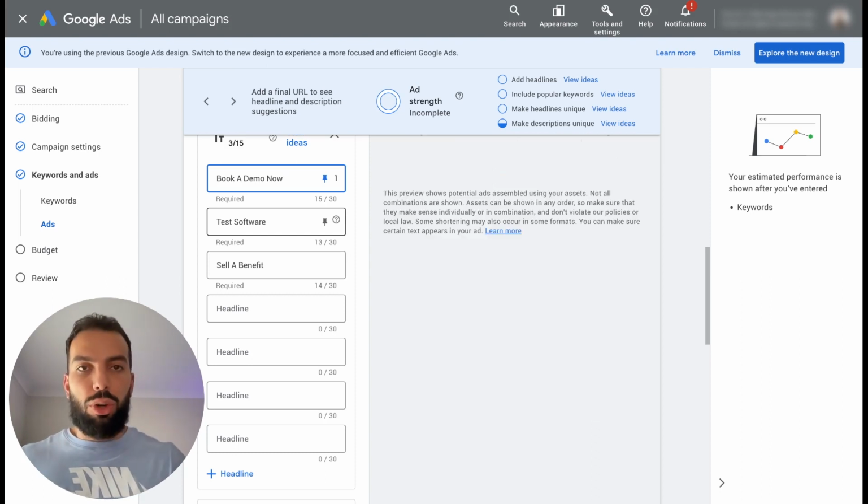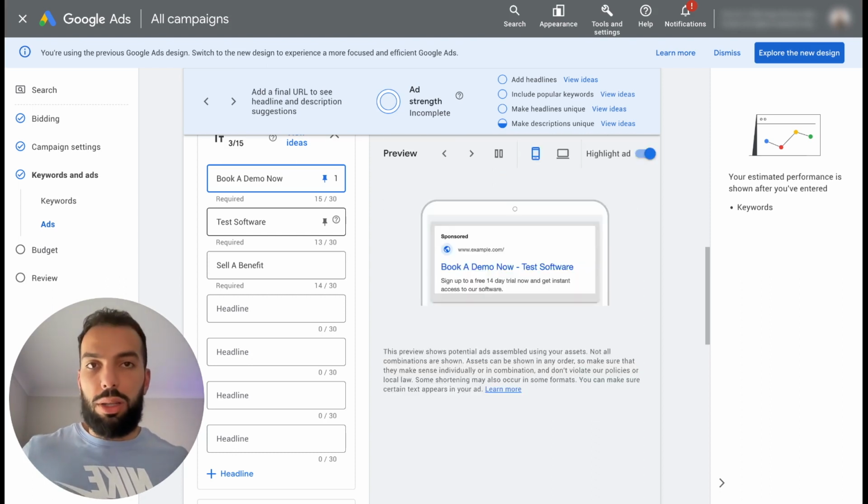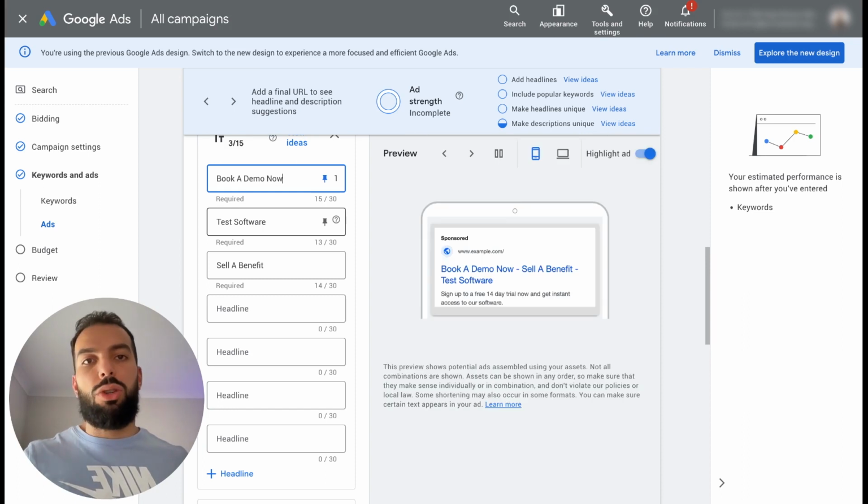So the same messaging you put on your ad copy, you should definitely keep it consistent with your landing page. So the call to action is the same for both. So test the same thing at the same time. Make sure you do that.